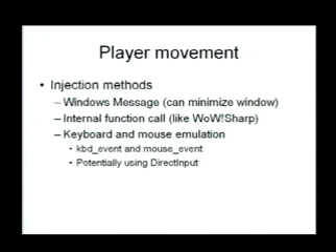Player movement can be injected via Windows messages, or you can make internal function calls. There's actually an internal function call for player movement that you can just call directly from the main thread if you've hijacked the main thread. You can also use keybd_event, etc., in order to inject the mouse or keyboard input.